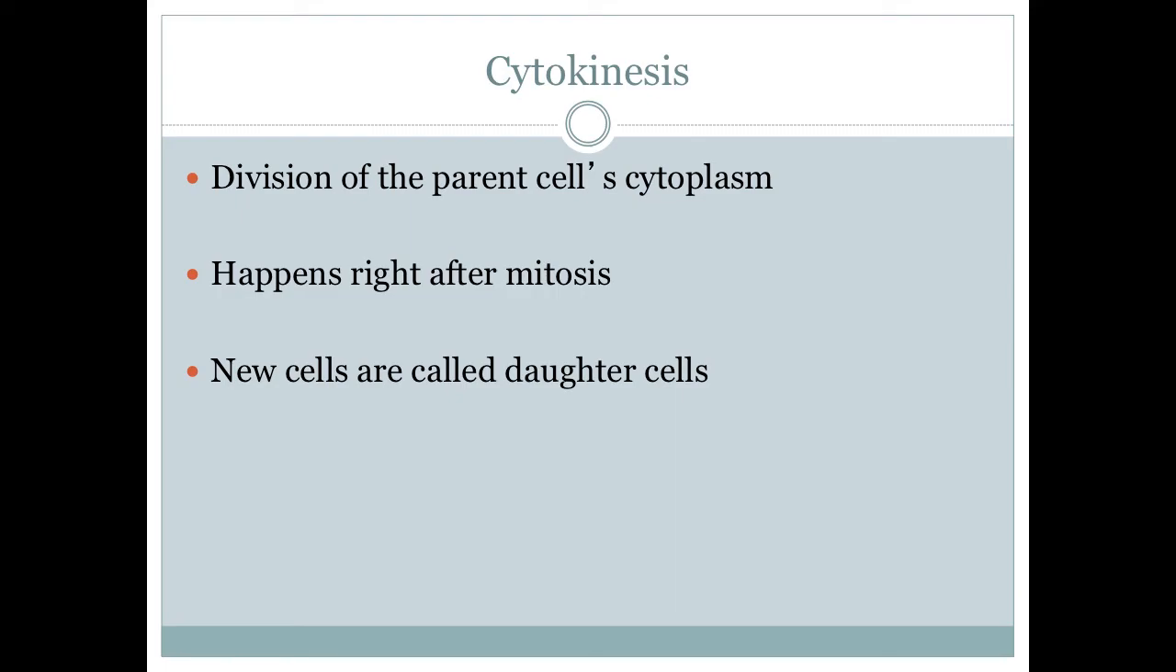Cytokinesis, that's the last part of mitosis. This is where the division of the parent cell's cytoplasm takes place. It happens right after mitosis, and the new cells that are created are called daughter cells. They came from the parent cell, which was the original cell, and what's produced, which would be the offspring, is considered the daughter cells.